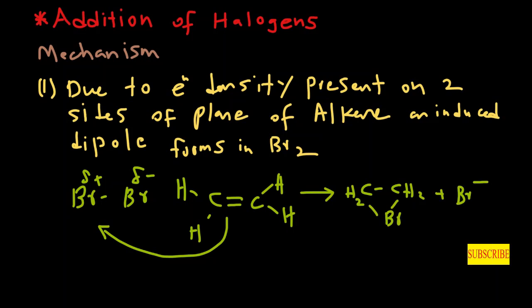As the second step of the mechanism, Br minus attacks one carbon, and this Br and carbon bond is going to dissociate like this.